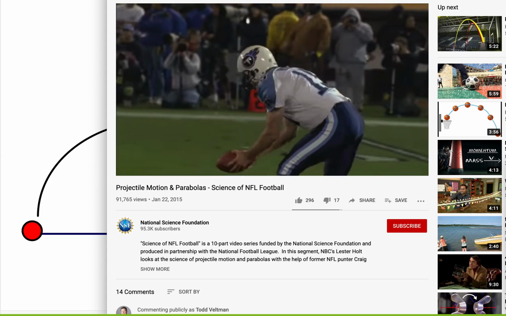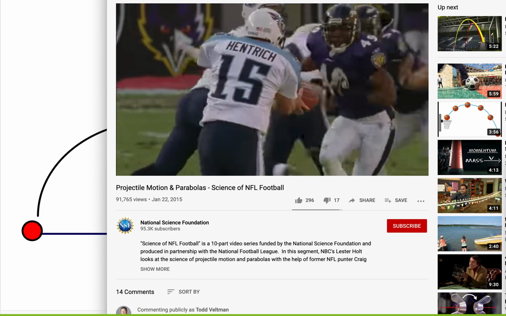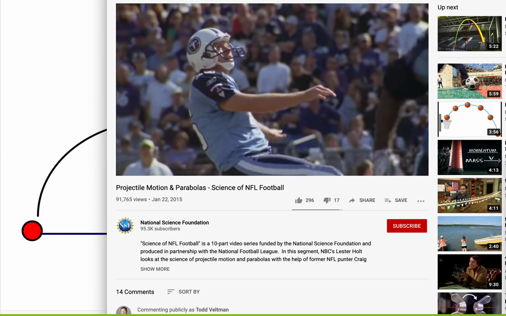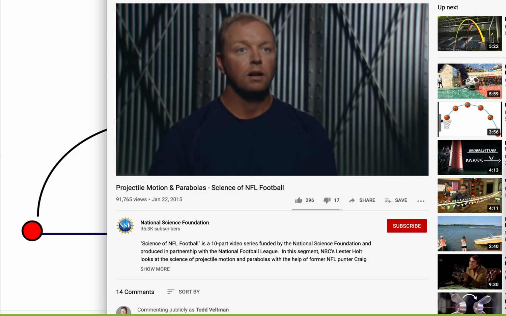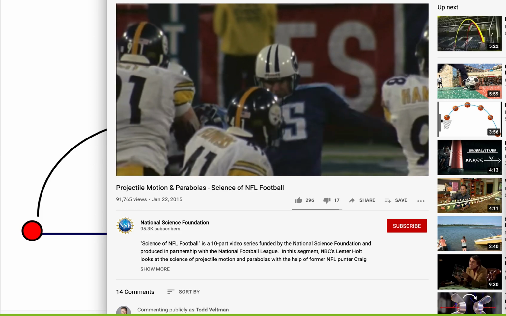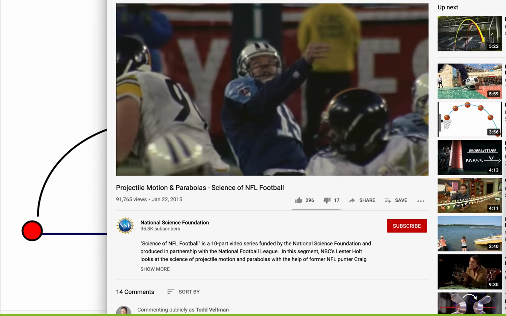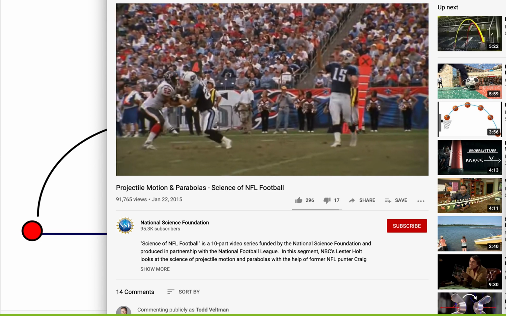With more than 1,000 punts over a 16-year NFL career, Craig Hendrick knows down to his toes the secrets of a perfect punt. When you make contact with that ball, it's almost a feeling that you don't feel the ball in your foot. It's almost like you're swinging your leg in air when the ball comes off of there perfectly. Elite kickers like Hendrick have been known to launch a football 120 feet in the air at speeds of up to 90 miles per hour. These powerful punts are a perfect example of projectile motion.